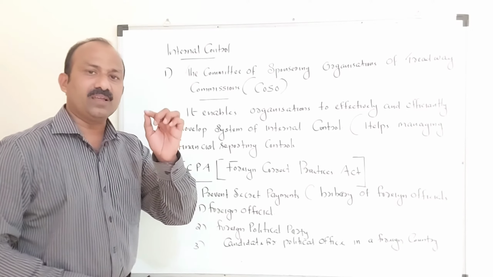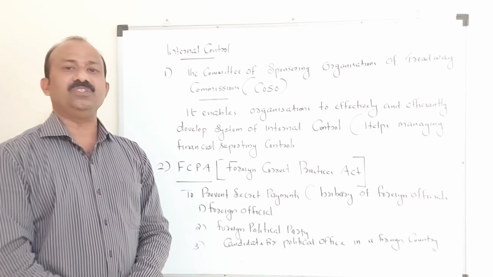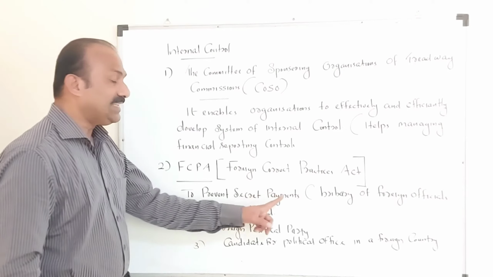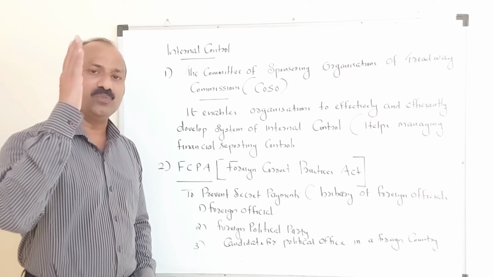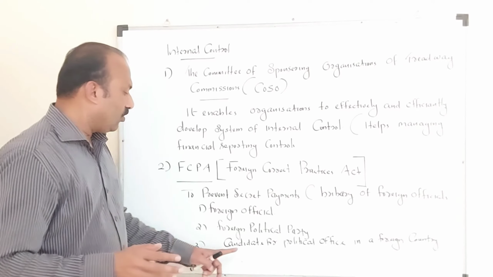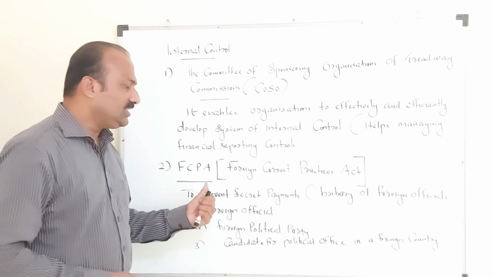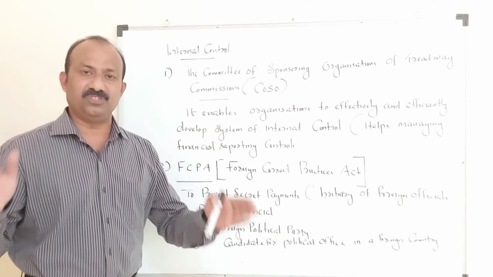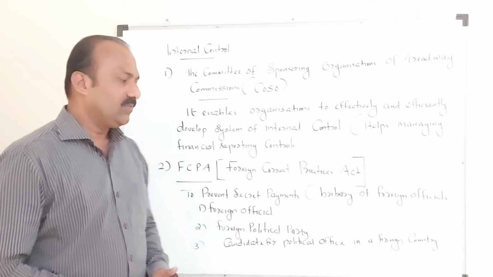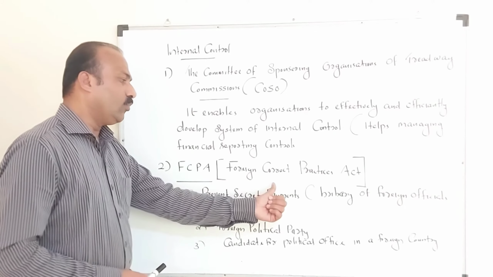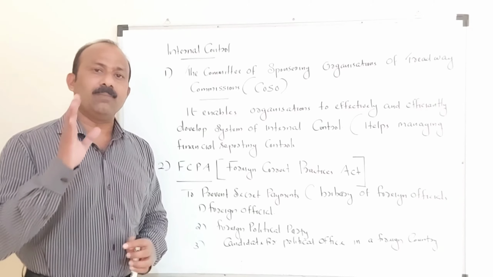Why this? To prevent secret payments. Simply we can say bribery of foreign officials. Sometimes an organization makes secret payments to foreign officials, political parties, or candidates for political office in a foreign country, and this is to prevent that. So this section is the anti-bribery provisions. Many briberies are going on in all countries. To prevent that, an act was introduced known as the Foreign Corrupt Practices Act, to prevent the secret payments made by corporates.